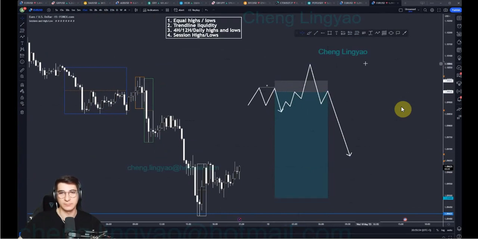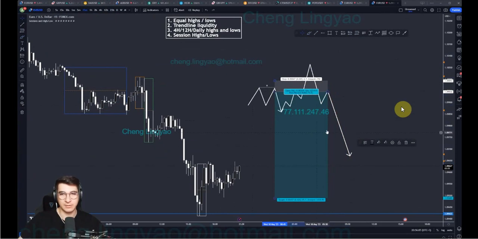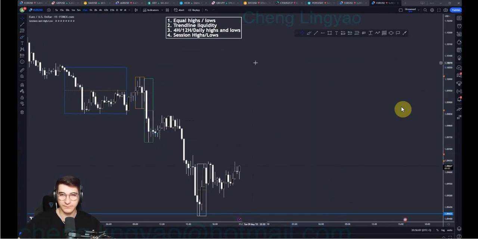So we're not going to enter here, we're going to wait for this, and we're going to enter here, which is going to be the safest entry and the best risk reward to take the move down. So once we understand how to locate liquidity, we'll understand how the market moves, and we can start taking good trades.